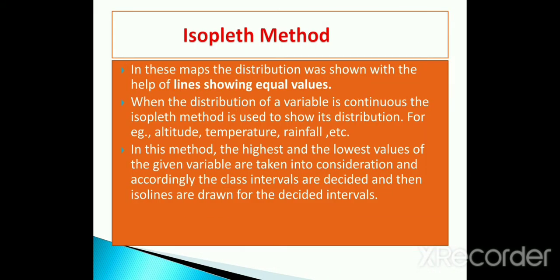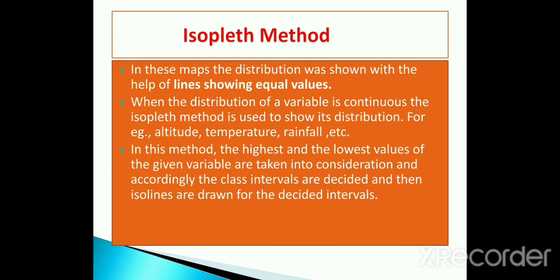See, the next method is the isopleth method. In these maps the distribution is shown with the help of lines showing equal values. In earlier classes you already learned about isolines. What is an isoline? The line that joins equal values on the map is called an isoline. You have heard about isotherms, isobars, isohalines. Isotherm means therm is temperature, and air pressure is shown with the help of isobars.